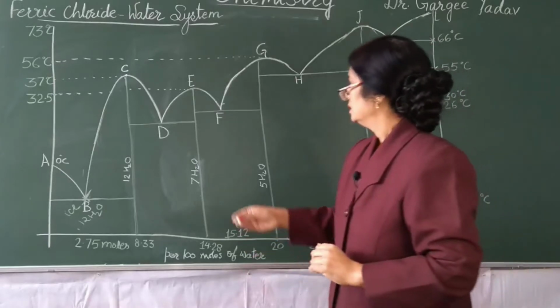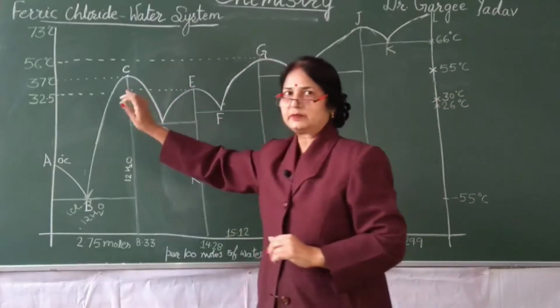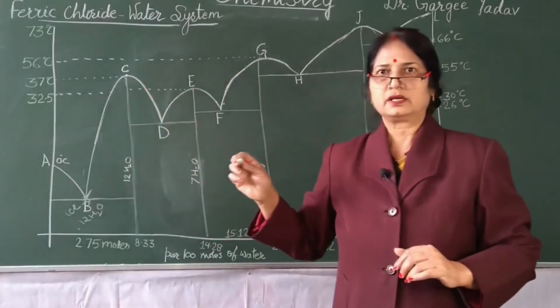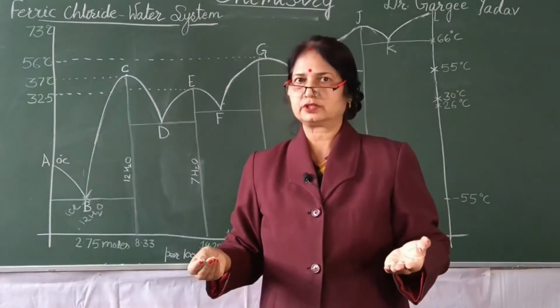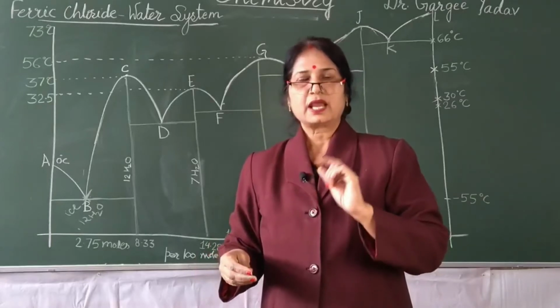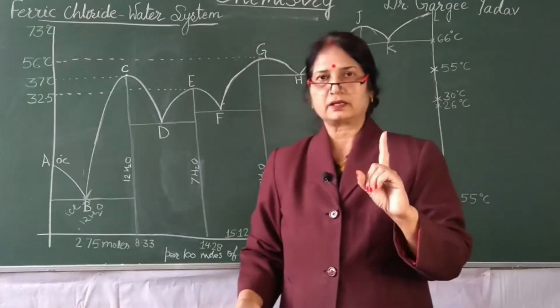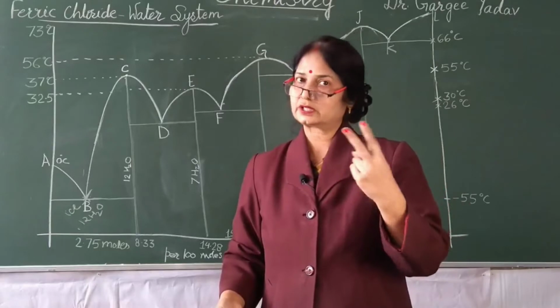Okay. Now comes the curve C. Yes, let me tell you about the degree of freedom over here at this point C. We will have to apply the reduced phase rule equation, which is given by F' = C - P + 1. Since the number of components over here is only 1, but the number of phases is 2.